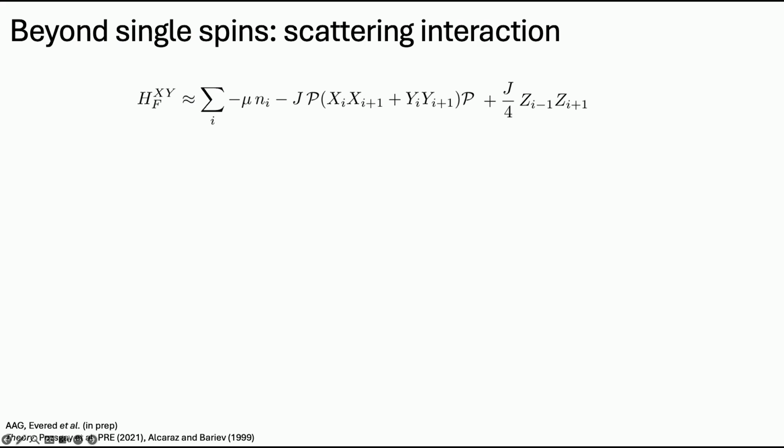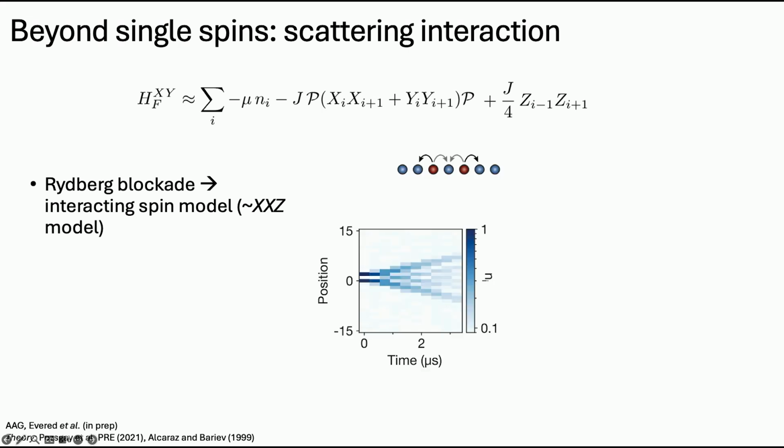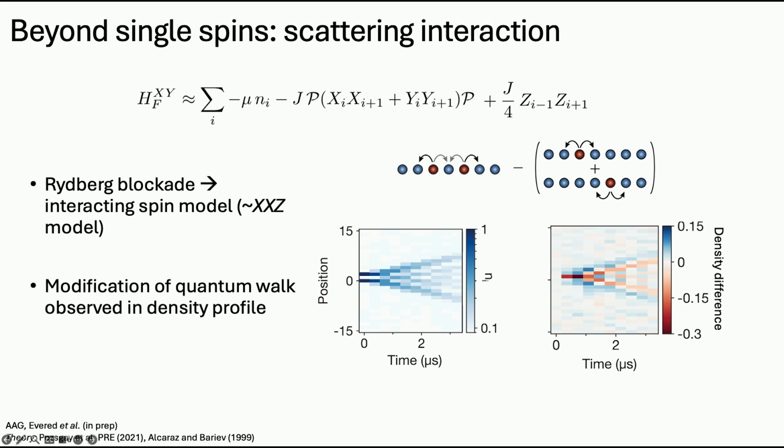And now we can go a little bit further to more complicated models. So firstly, looking at the scattering interaction. As I said, this is a hopping Hamiltonian, but within the blockaded subspace, which means that it's now an interacting spin model. They don't map to free fermions because of the blockade. And so if you put two spins next to each other and allow them to hop, they can't both hop onto the same site. And this gives you a scattering interaction. So if you compare this quantum walk profile with the quantum walk profiles of the individual spins, you see this modification in the density profile, and in particular here you see this effective repulsive interaction because of the blockade in the Rydberg picture, which is the scattering interaction in the spin picture.